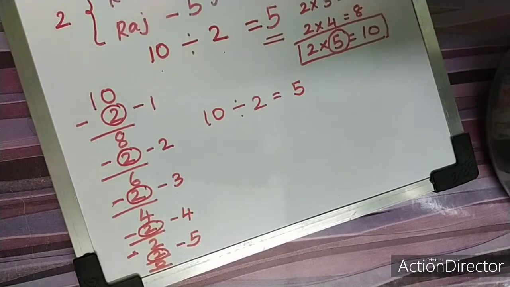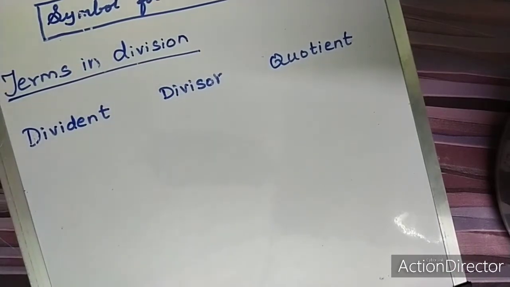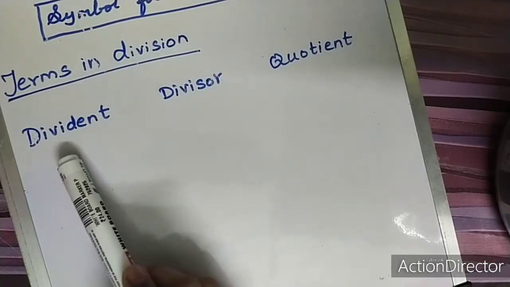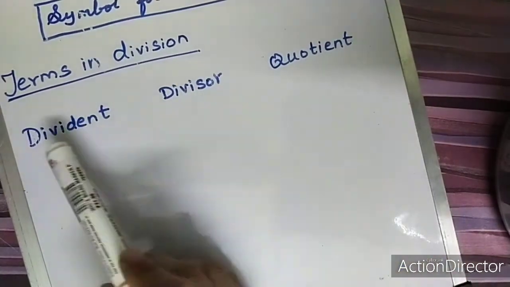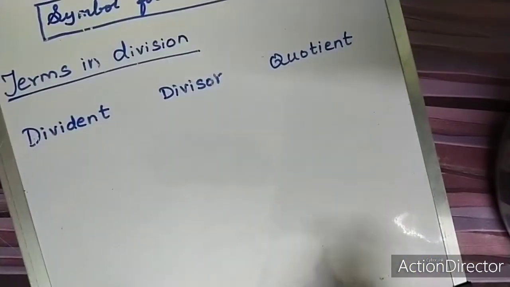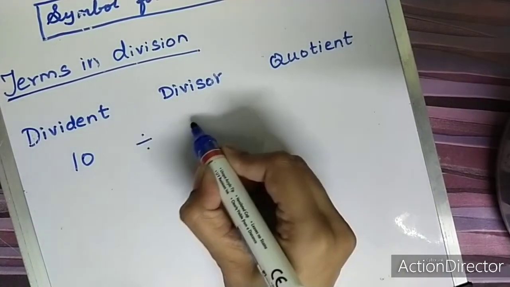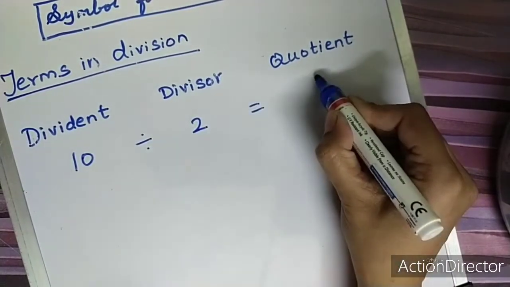Now we are going to see the terms in division. In multiplication we saw a few terms: factors, and the answer we get is the product. Like that, in division also we have terms: dividend, divisor, quotient. So consider 10 apples shared among 2 persons, and the answer is 5.